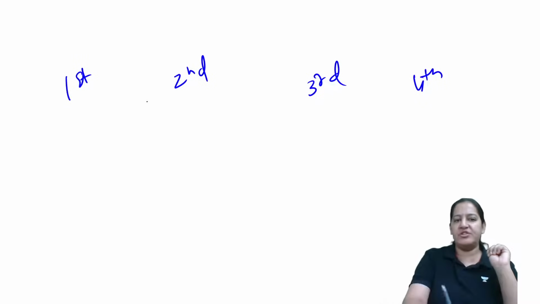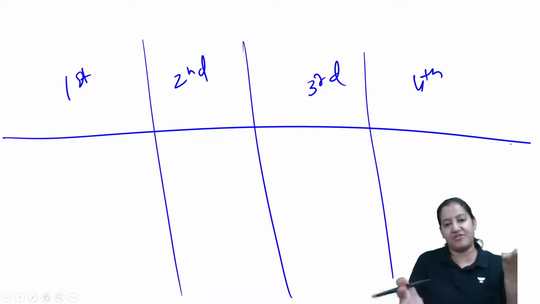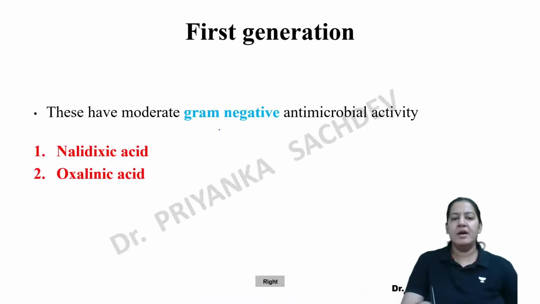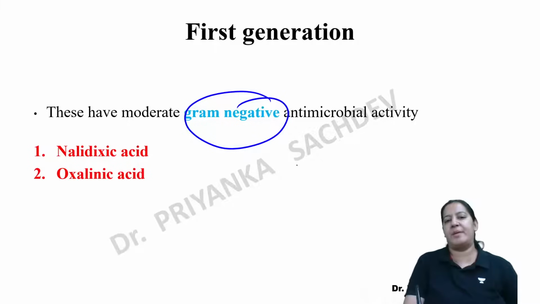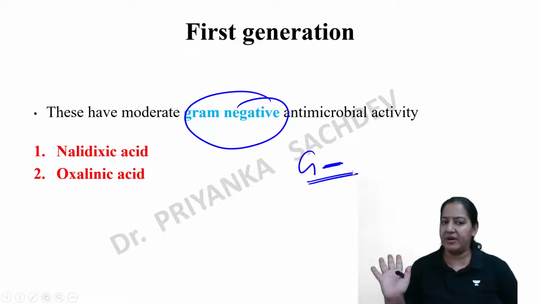What do you mean by generation? First, second, third, fourth. What do you mean by that? So the generation is based on the spectrum. The first generation acts only against gram-negative bacteria. It kills only gram-negative bacteria, none of the gram-positive bacteria, right?